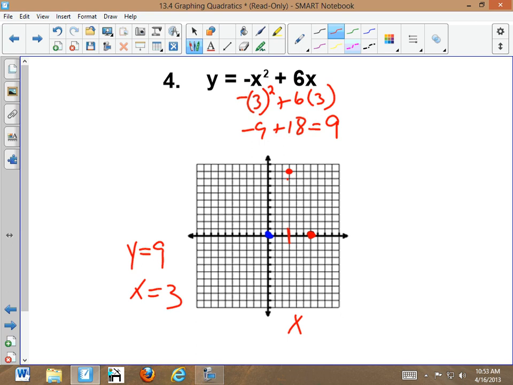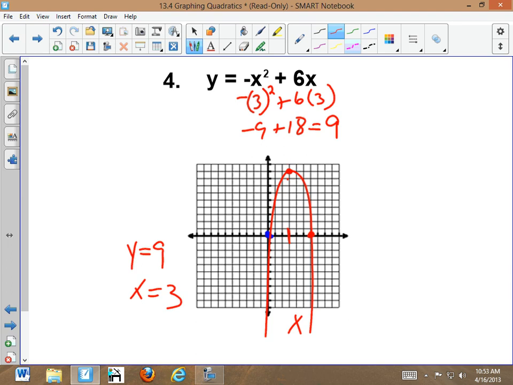Everything appears to be fine. My vertex is in the middle of my legs, and it's up top, so I can make a Fu Manchu, or frowny face.